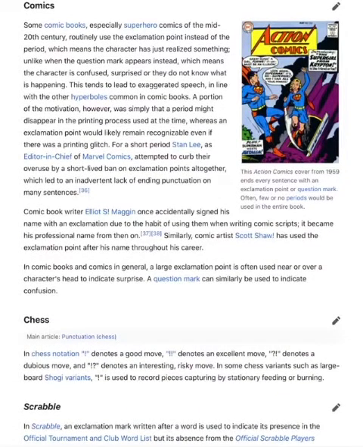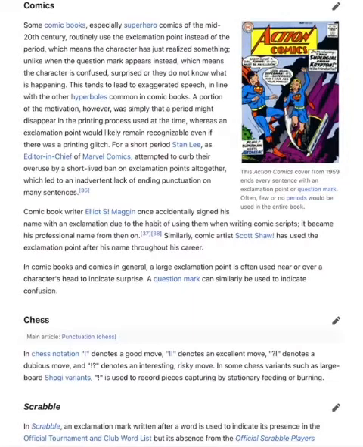Comics. Some comic books, especially superhero comic books of the mid 20th century, routinely use the exclamation point instead of the period, which means the character has just realized something, unlike when the question mark appears instead, which means the character is confused, surprised, or they do not know what is happening.